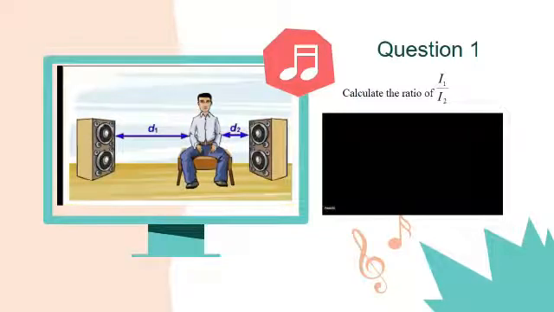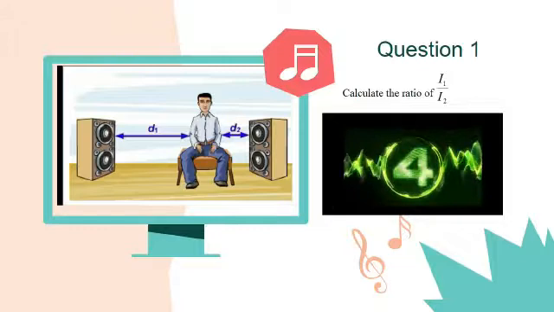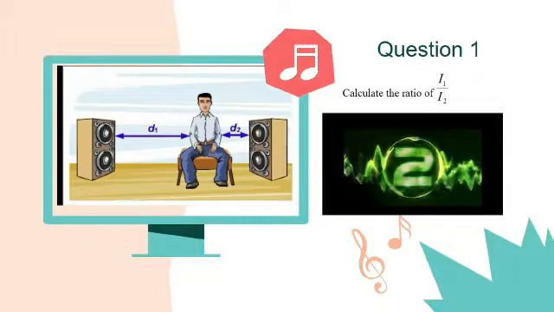Now, let's check our knowledge together by answering this question. From the diagram shown, calculate the ratio of I1 to I2 in 30 seconds. Are you ready? Let's go. 5, 4, 3, 2, 1.